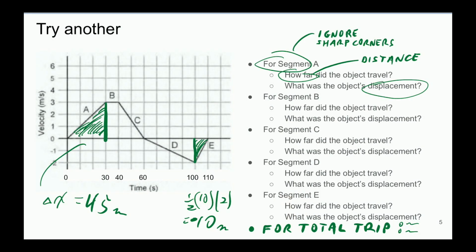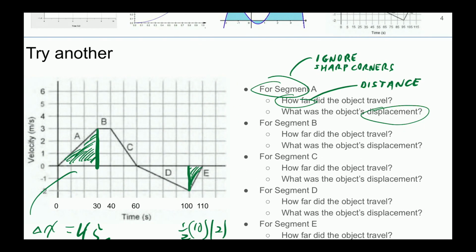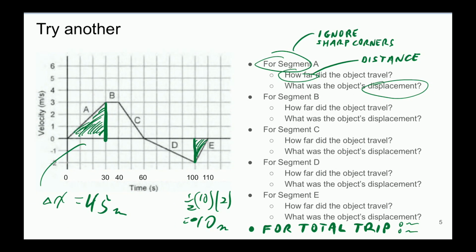A few final comments about these graphs and how to look at them. In a lot of these exercises, we look at them segment by segment. So I said for segment A, how far did the object travel? Don't worry about the transitions and the sharp corners between the different segments. They're a little bit unrealistic, and if you think about it too hard, you'll realize it's a little weird to have a graph that does that. Don't worry about it. Just treat these as segment by segment.